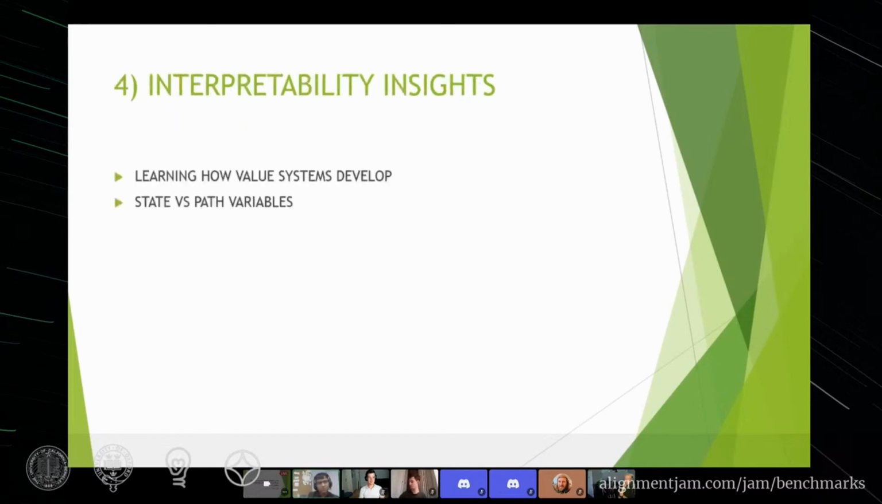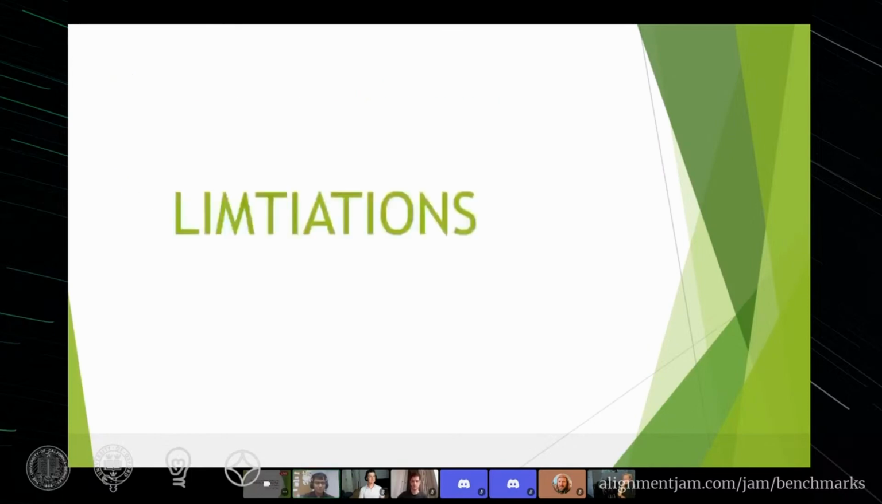The fourth thing is obviously there are interpretability insights here, right? How our value systems are being developed is of very keen interest in the mechanistic interpretability space. How these models are optimizing for them and how they're getting run over certain event durations is pretty important. Also, we talked earlier about the state variables and the path variables analogy to thermodynamics. So, knowing how models go from point A to point B rather than just the initial state and the final state.